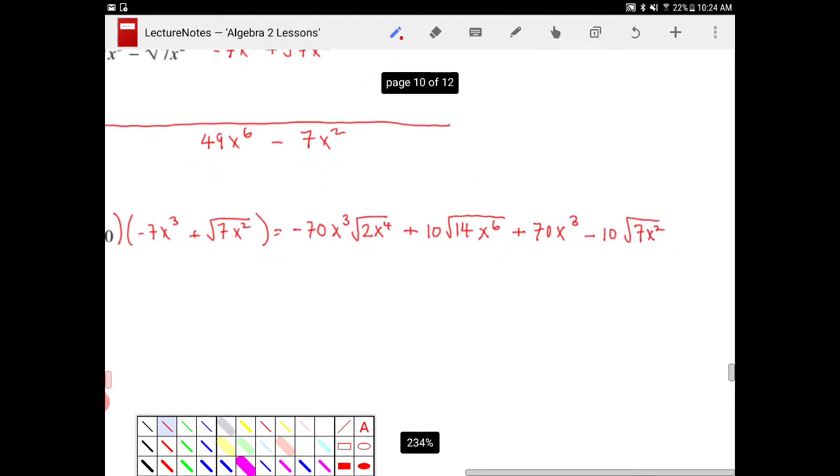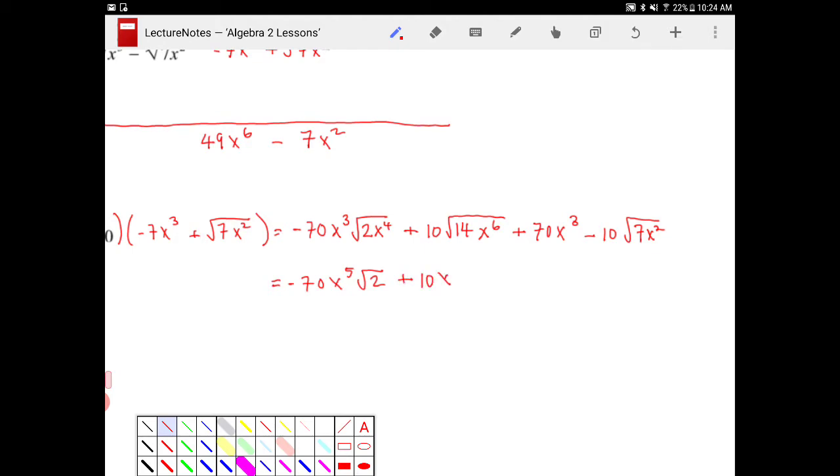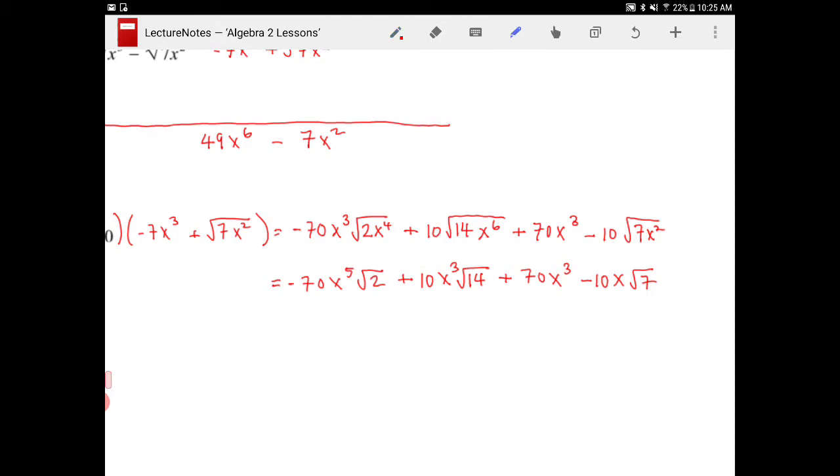And looking at this, there are definitely things that I can reduce. Okay, so the first term there, I can pull out an x squared, so it's negative 70x to the fifth radical 2. Next, I can pull out an x to the third, so it's 10x to the third radical 14 plus 70x to the third and minus 10x radical 7. So that right there, ladies and gentlemen, is the numerator.